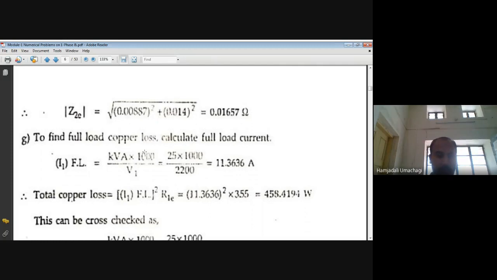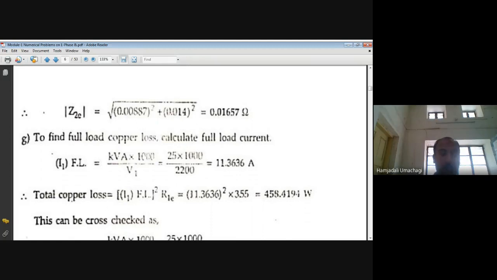Then the last parameter you are supposed to calculate is the full load copper loss. To calculate full load copper loss, we should calculate full load current. We know that the primary side full load current I1 FL is equal to kVA into 1000 divided by primary voltage V1. So kVA is given as 25 kVA, into 1000, divided by 2200, the primary voltage.